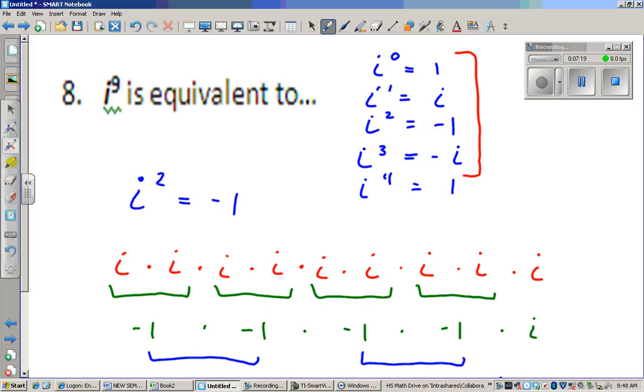So i to the 9th is going to be the same as i to the first, because it would be i to the first, right? The 1, and then 4 i's. i to the 9th would be i to the first times i to the 4th times i to the 4th, and i to the 4th is 1.